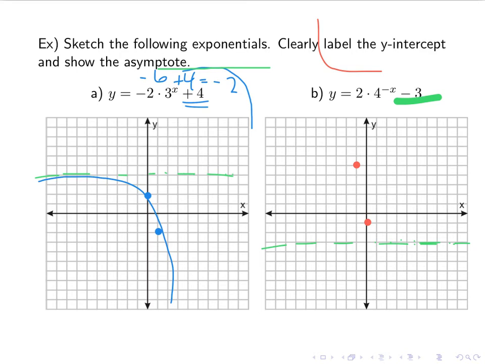And again, I could also plug in a positive number. Let's say I wanted to plug in +1. I would have 2 times 4 to the -1, which is 2 times 1 over 4, which is 1/2, and then 1/2 minus 3 is -2.5. So that would be somewhere around there. Okay. So again, it should be getting closer and closer to -3 as x gets bigger and bigger.